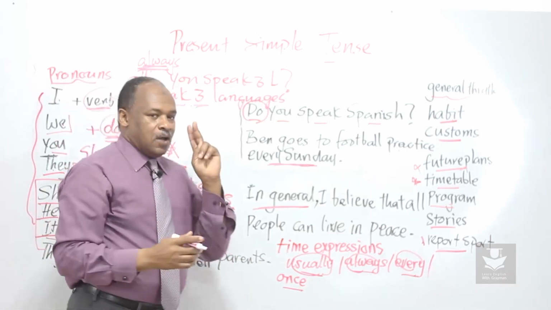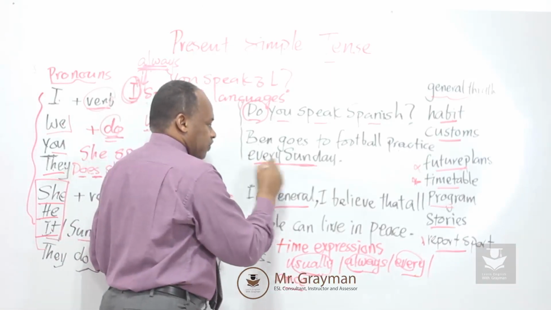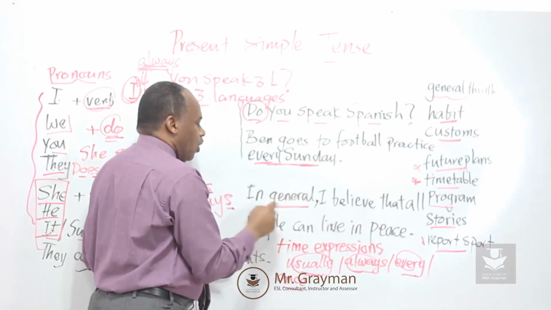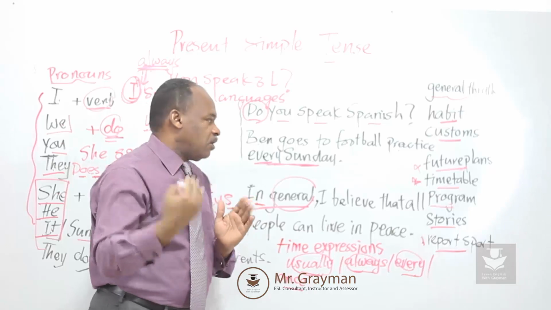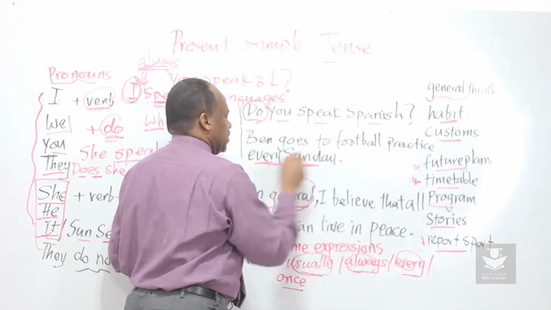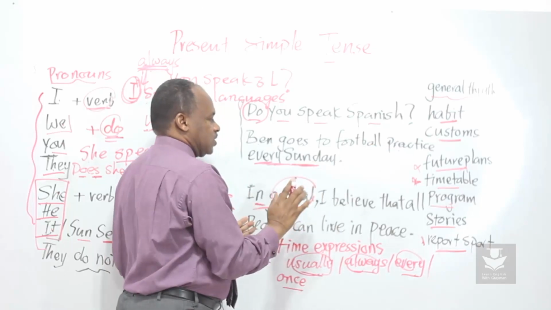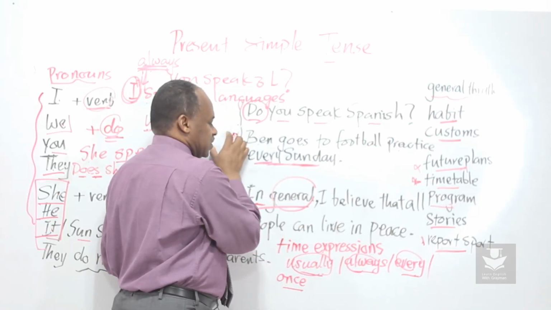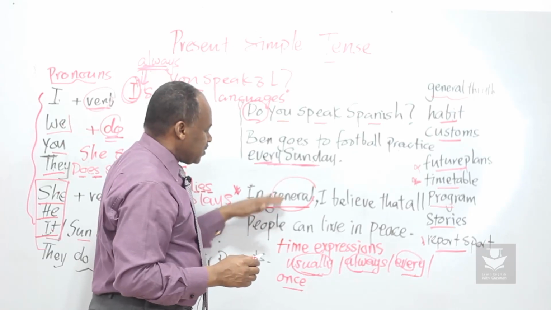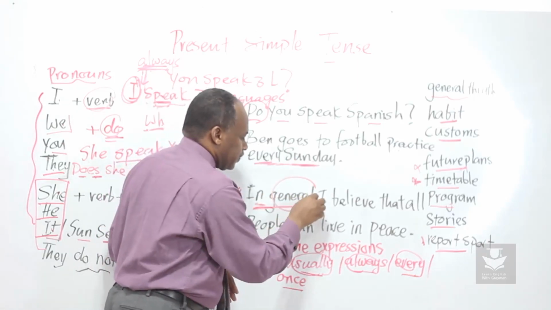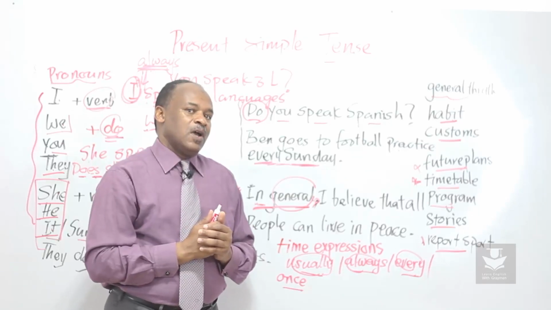But if the time expression is a compound, or 2 words, like every Sunday, or every Saturday, or any day here, or in general, it could come at the beginning of the sentence or at the end of the sentence. Here, we say Ben goes to football practice every Saturday, every Sunday, or every Sunday Ben goes to football practice. So this could come at the end of the sentence or at the beginning of the sentence. This is another example. In general, the time expression comes at the beginning of the sentence. This comes at the end of the sentence. In general, I believe people can live in peace.